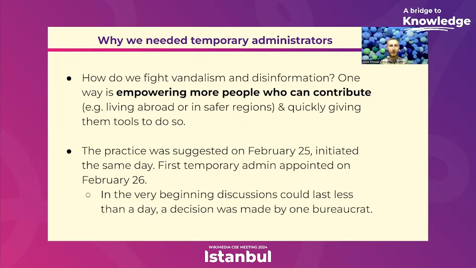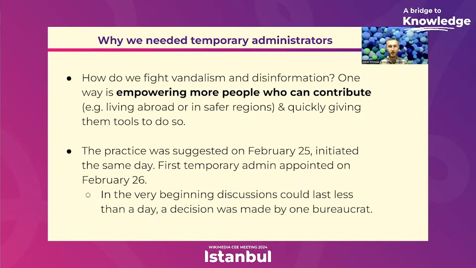One way is empowering people who can contribute, so people who are maybe feeling introvert, people who are in safer regions of Ukraine, and then quickly giving them tools to do so. And the practice of temporary administrators was suggested on February 25th, so the next day after the war started, and the first temporary administrator was appointed on February 26th.